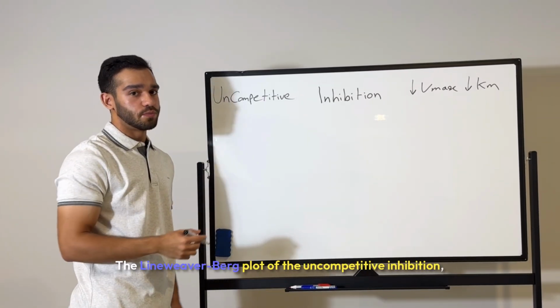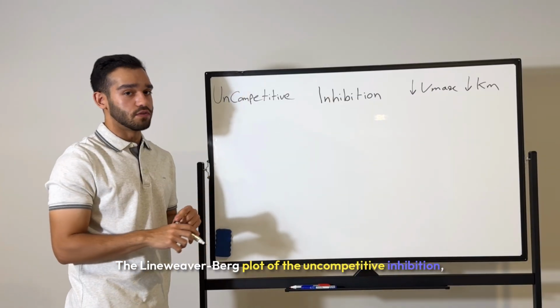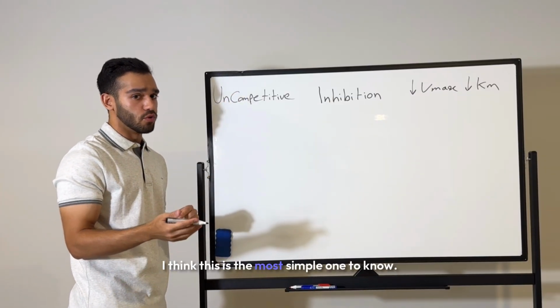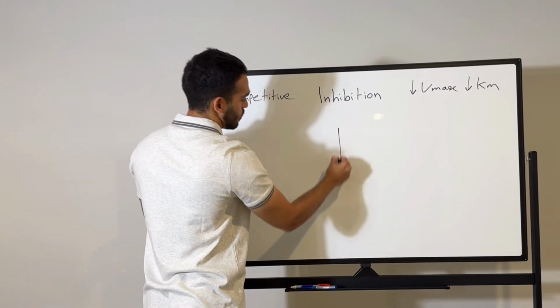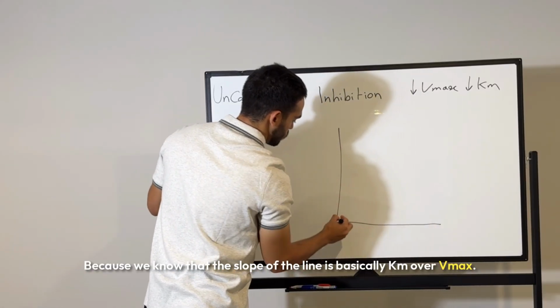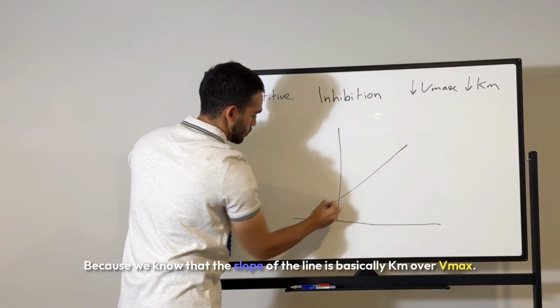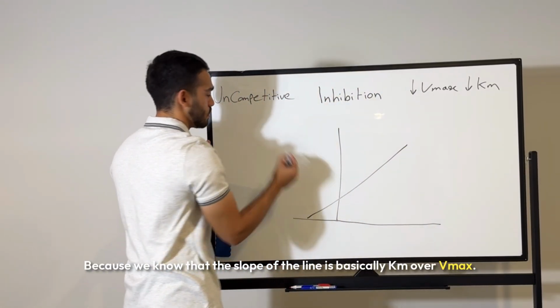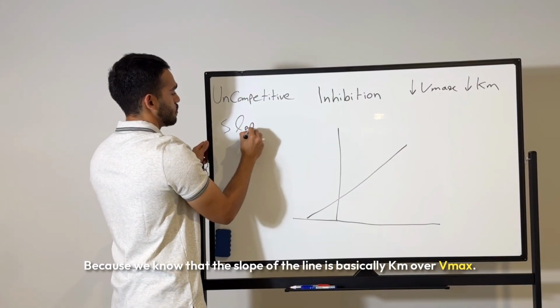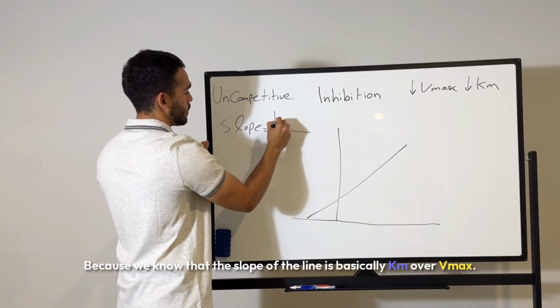The Lineweaver-Burk plot of the uncompetitive inhibition, I think this is the most simple one to know, because we know that the slope of the line is basically Km over Vmax.